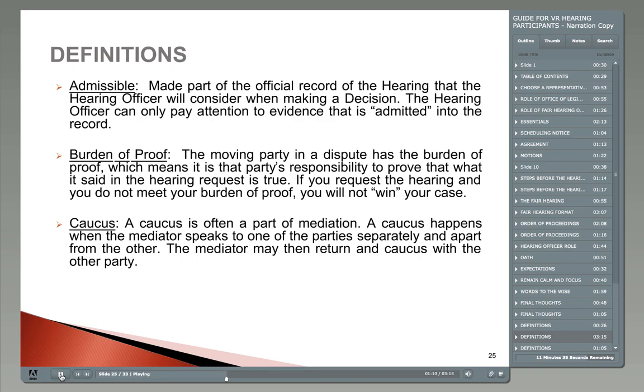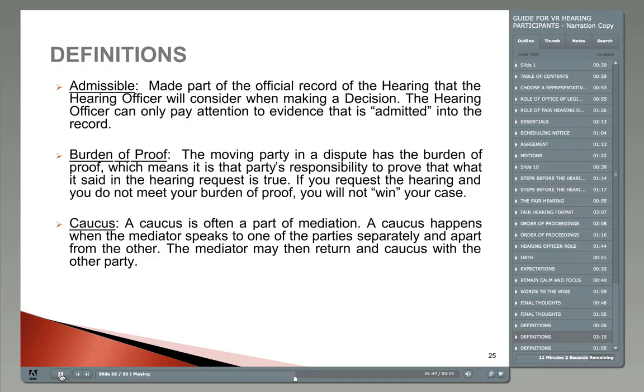The moving party in a dispute has the burden of proof, which means it's that party's responsibility to prove what it said in the hearing request is true. So if you request the hearing and do not meet your burden of proof, you will not win your case. In general, it is the customer or the consumer that appeals, that moves to have a case brought forward. And so in general, it is oftentimes the customer or the consumer that bears the burden of proof in a case. There are times when that changes.